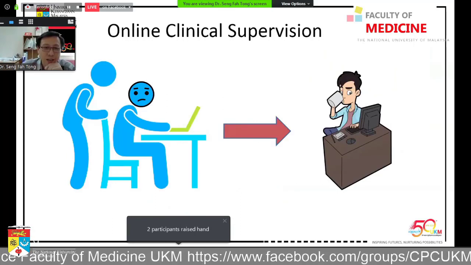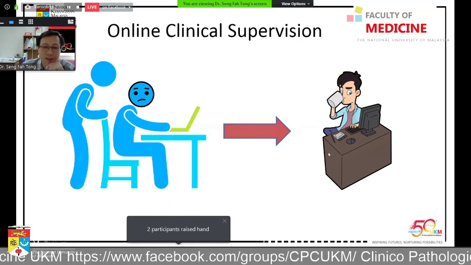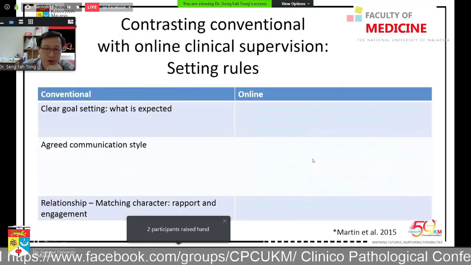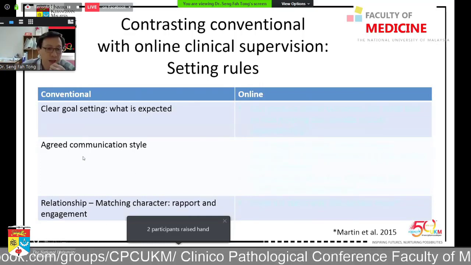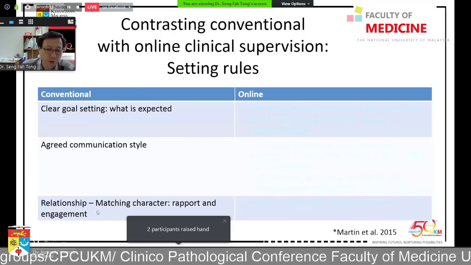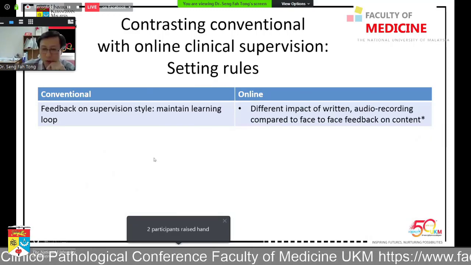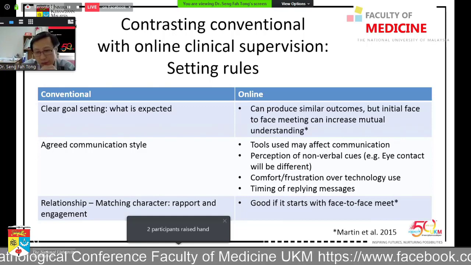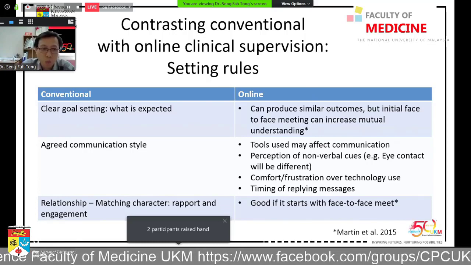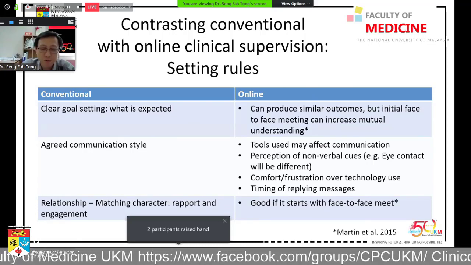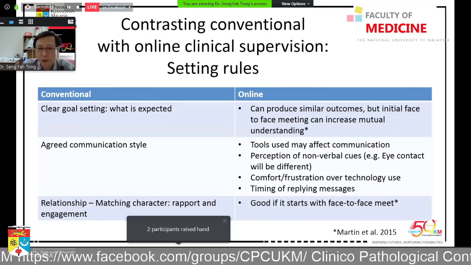And turning from the dynamics of supervision to online, that's something we really have to think about, as I spoke about just now. So this is a conventional way of supervision. We need to have a clear goal, needless to say, an agreed communication style, a relationship between supervisor and supervisee, and how online can affect this. So just go up a little bit. Online, of course, there are studies looking at how online or distance supervision compares to conventional supervision. To set clear goals, the supervisor and supervisee often sit down together and discuss things. But online, can we do that? Of course, we can do that.